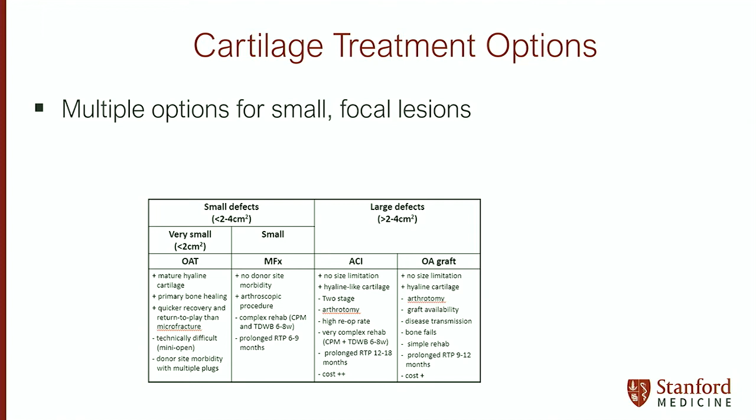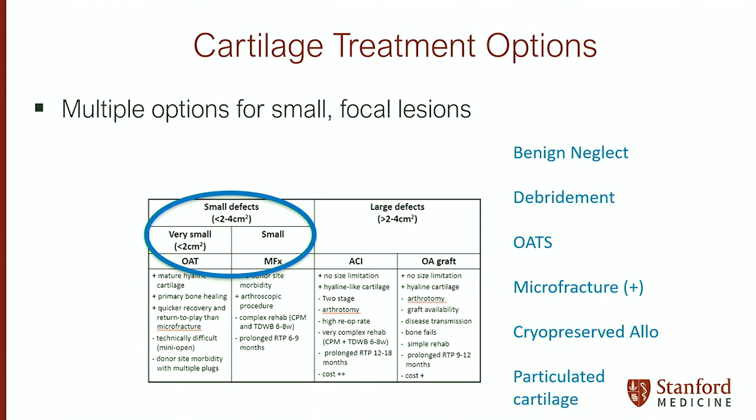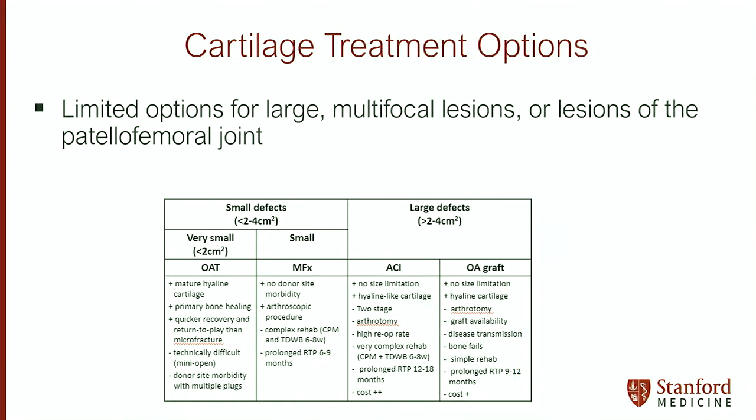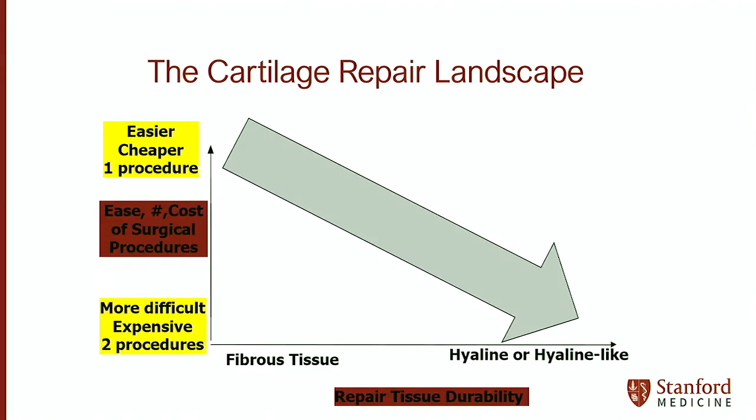There are multiple options for small focal defects. We'll go through several of them, the pros and cons. But when it comes down to it, there are really limited options when we talk about large, multifocal lesions, or lesions of the patellofemoral joint. We're really talking about osteochondral allografts, and we're talking about cell-based cartilage repair, most specifically MACI.